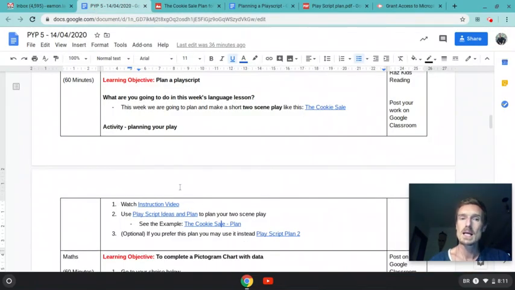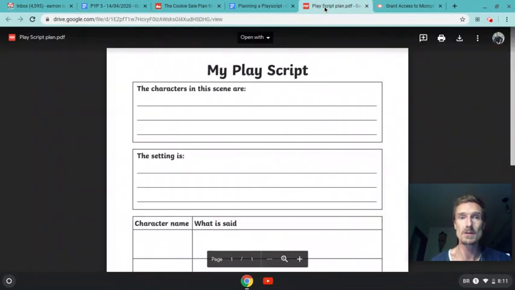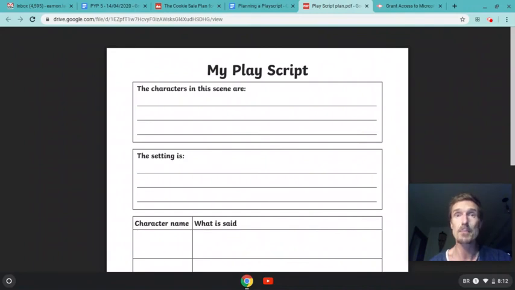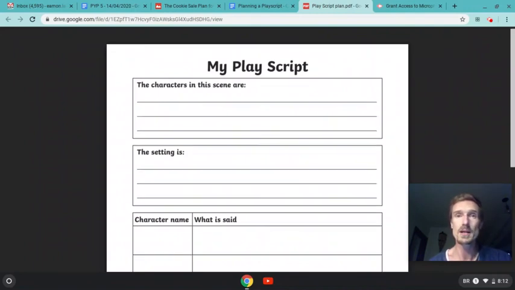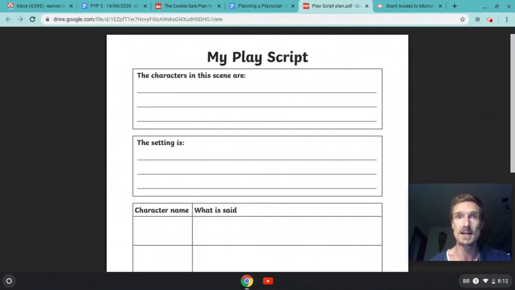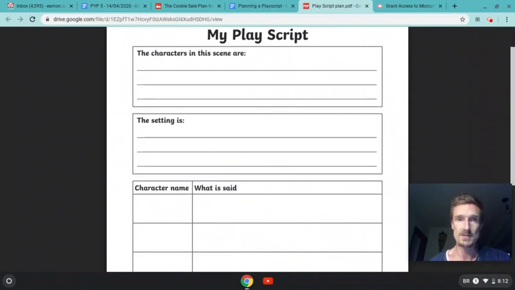So that's my example. Now, I know some of you guys don't like drawing. Some of my boys in PYP5 Omega prefer not to do it. So if you prefer not drawing, on number 3, optional, if you prefer this plan, you may use it instead. It says playscript plan 2. If you look at this document here, it's going to do the same thing, okay? It has the same purpose. It's going to help you to plan your little play, but this time without the little speech bubbles and the drawings, okay?